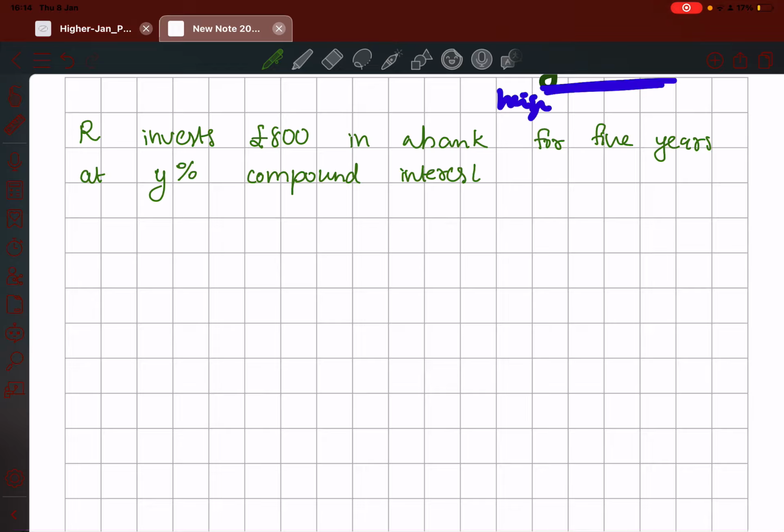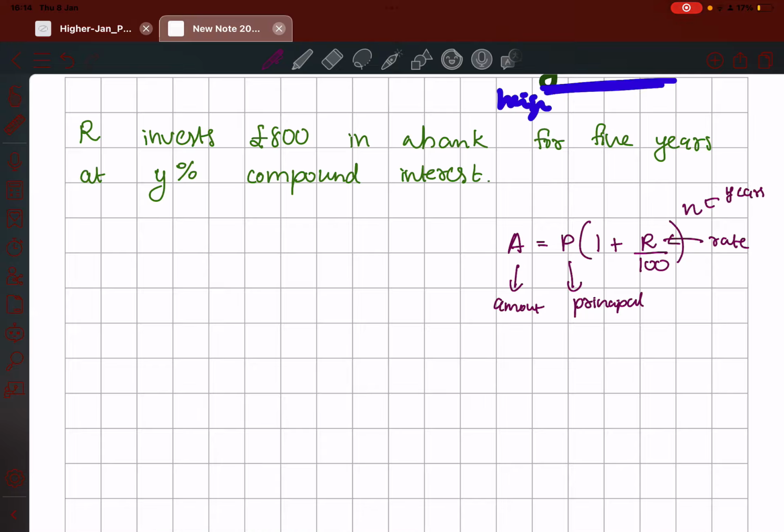Now, in your exam, you would be given the formula for compound interest in the formula booklet, which is A equals P times 1 plus R over 100 to the power of n, where A is the amount, P is what we call the principal or your initial investment, R is your rate, and n is the number of years that we are investing this for.